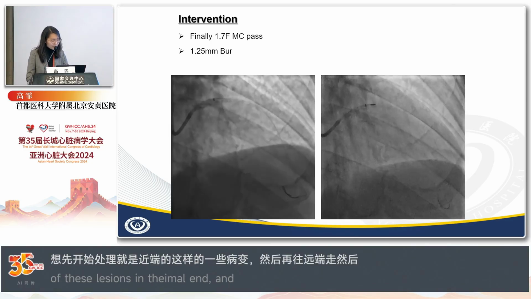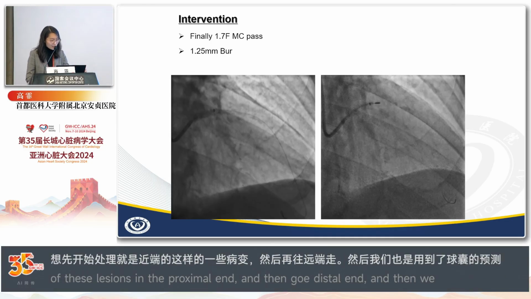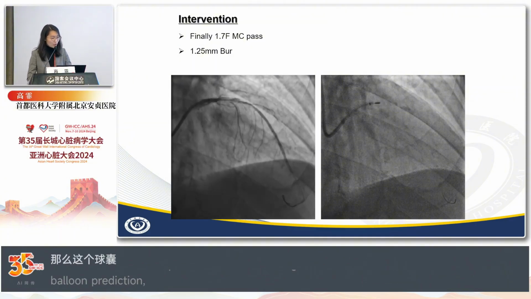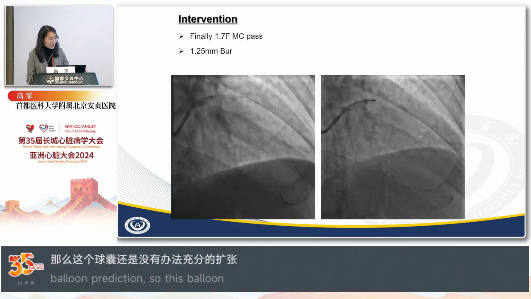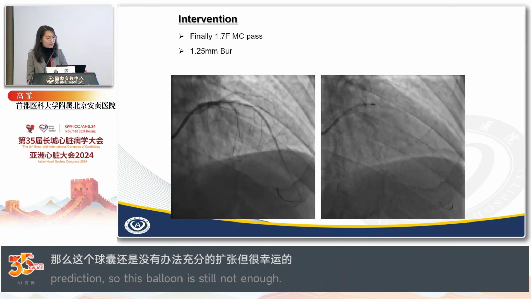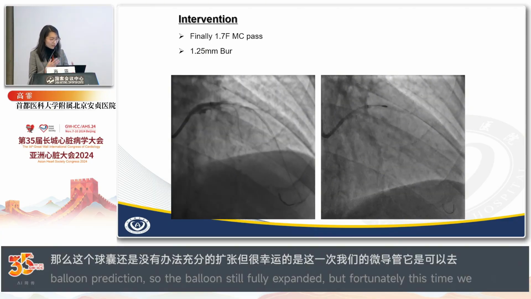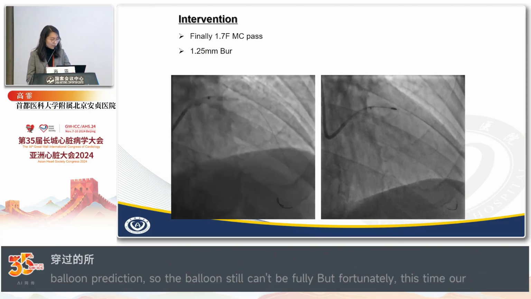But the balloon still cannot expand fully. But luckily this time the microcatheter can pass. So we use the microcatheter to exchange the guide wire, and start the rotablation for the patient.